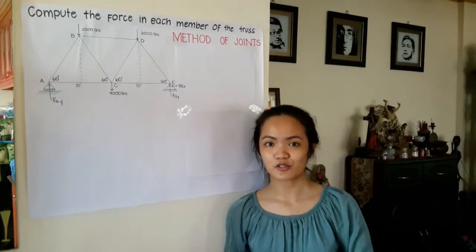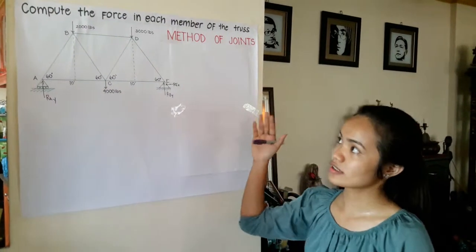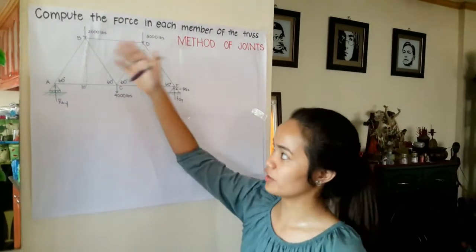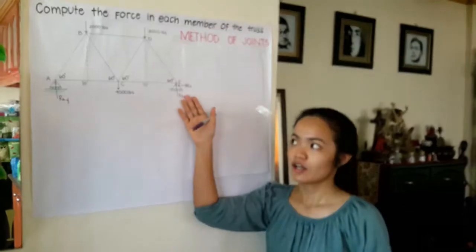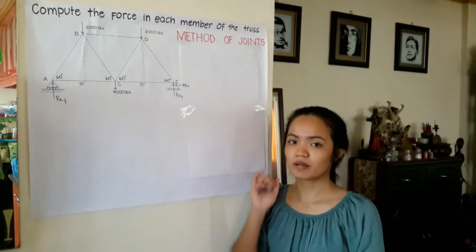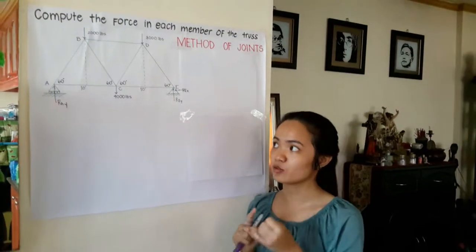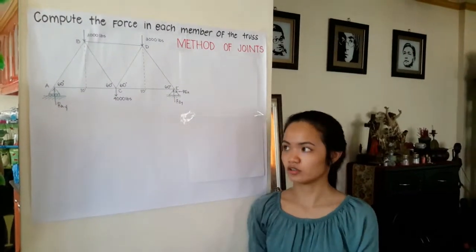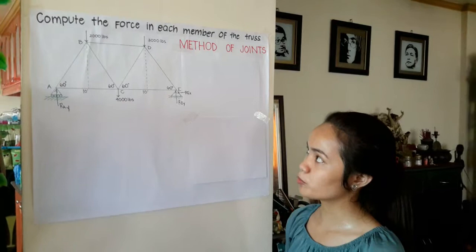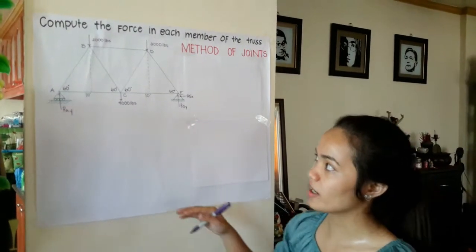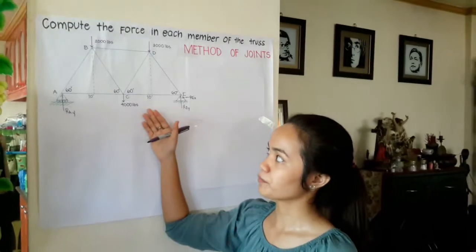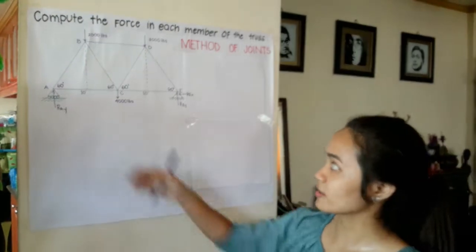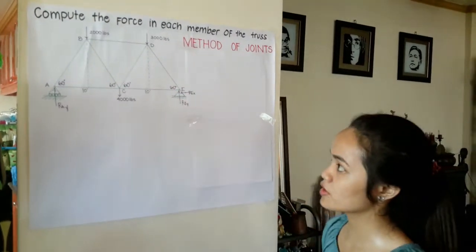Hi, today we are going to solve a problem about method of joints, and the problem is to compute the force in each member of the truss. So here's the figure. Remember, when you're solving method of joints, remember to draw the free body diagram and to assume whether each member is in tension or in compression. In this problem, I would probably start on a point where there are fewer forces acting upon it. So I would either start at A or E. For this problem, I would start at A.